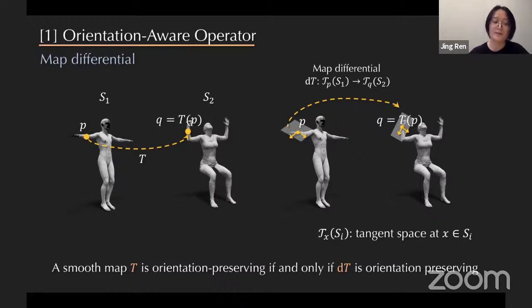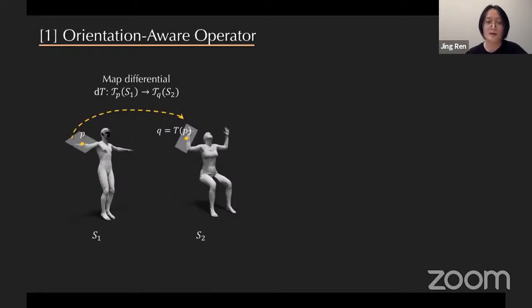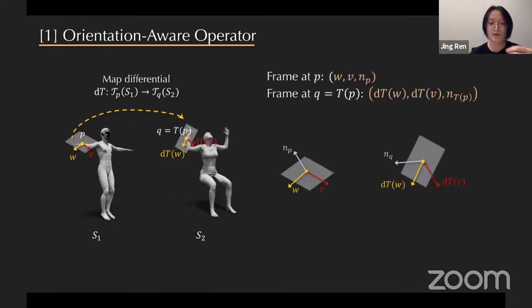We're going to show that it's much easier to describe the orientation using the map differential instead of using the map directly. We can assume that we already have a map differential. Now we construct a pair of non-parallel tangent vectors W and V at this vertex P. Then we use the map differential to transport these two tangent vectors, and that's how we get dT of W and dT of V. They are two tangent vectors on the second shape. Now we can use these tangent vectors and the normal vector to form a local frame.